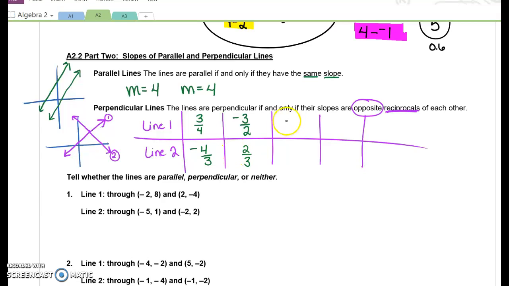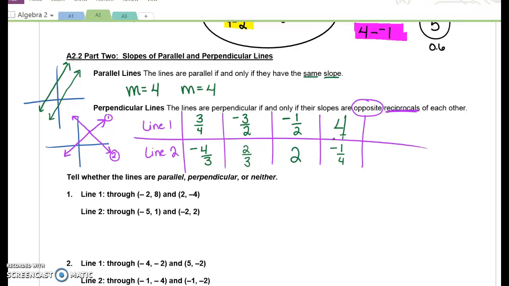Let's say line 1 has a slope of negative 1/2. Just flip it. 2 over 1, which is simply 2. And line 1 is negative, so line 2 is positive. All right, let's do a little bit more difficult. Let's say that line 1 has a slope of 4. Negative 1 over 4. Remember, 4 is 4 over 1. Flip that over. 1/4, make it negative. Does that seem pretty easy?